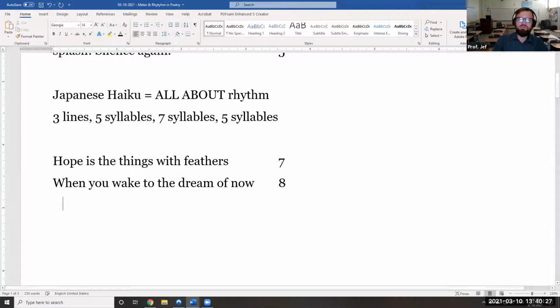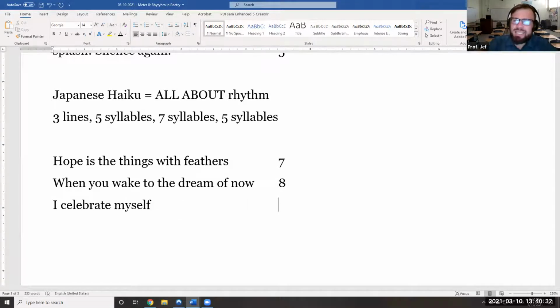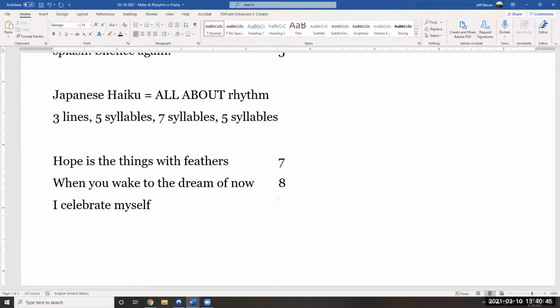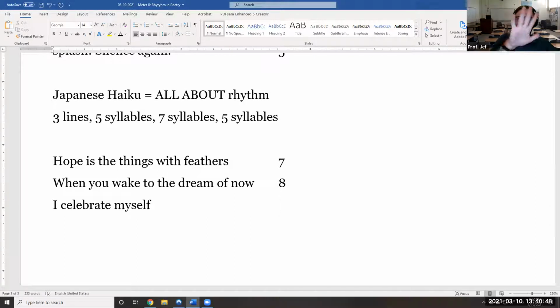What's another famous example of a poem? There's a very famous poem in English that starts, this is the first line, "I celebrate myself." How many syllables? "I celebrate." 6. 5, yeah, 5. 6. "I celebrate myself." Celebrate. "I celebrate myself."